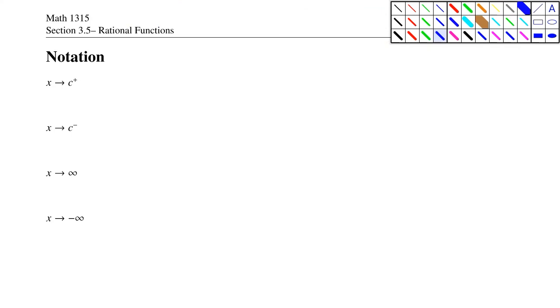Next, let's look at some notation. This notation with the arrow stands for approaches, and we use it to see how the x values are approaching certain numbers or certain areas of the graph. This first one, x approaches c from the right. So the little plus superscript here means from the right. So let's write this entire statement. This means x approaches c from the right.